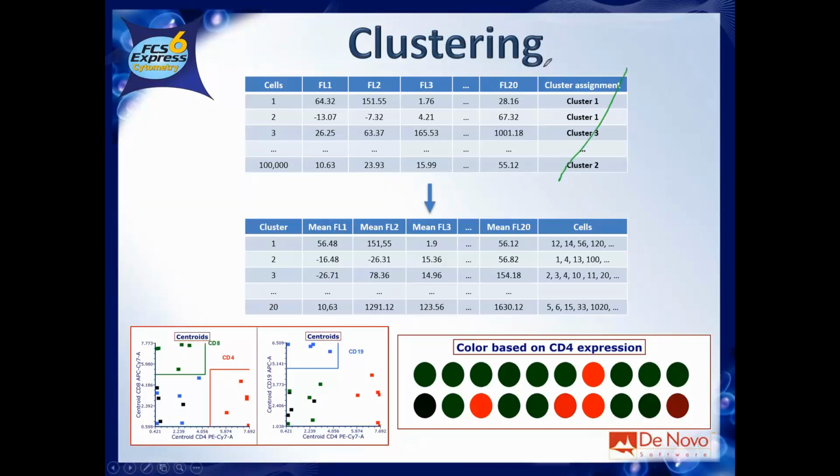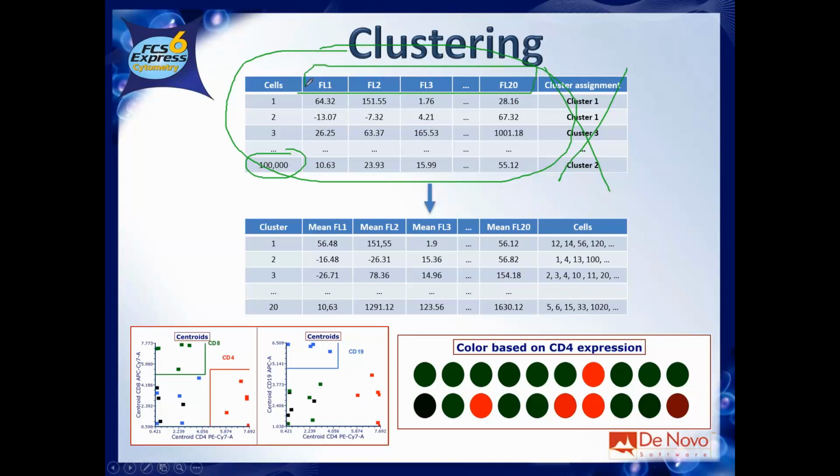Actually, let's forget about this. This is the final point. So this is what I'm starting with. It's my data set, 100,000 cells, 20 different parameters. If I ask the software to find, I don't know, 20 clusters, 10 clusters, 3 clusters, this is what I end up with. So my table is now only containing 20 rows.